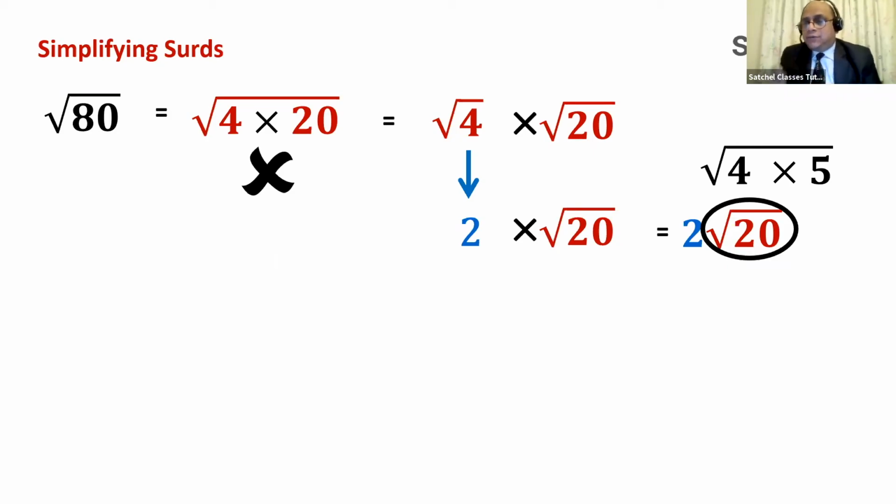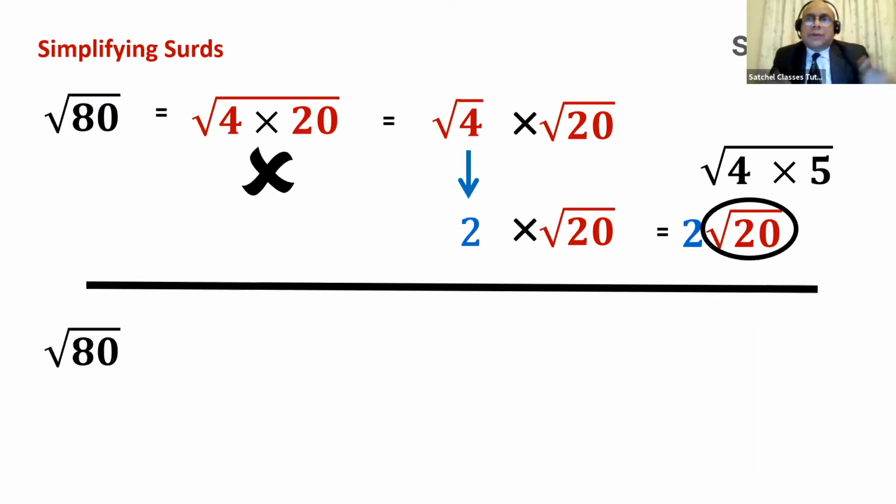Because right now, square root of 20 itself can be split as a square number times some other number, right? So we have not simplified it completely. So what's the correct way of simplifying square root of 80? Or for that matter, the correct way of simplifying any other surd.